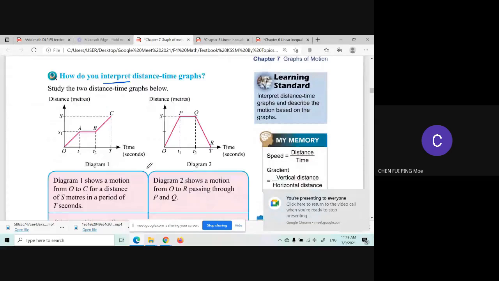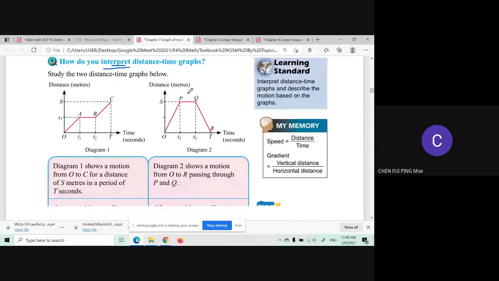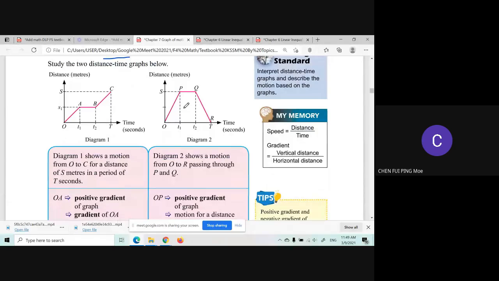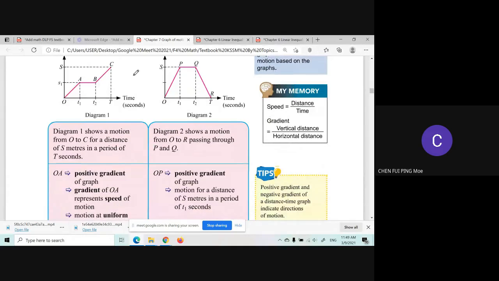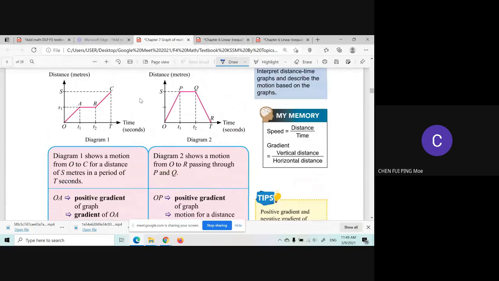Page 187 in your textbook. So this part will teach you how to interpret a distance-time graph. Here we have two examples of the graph for you to see. One by one, we look at this one first. This diagram shows the motion from O to C, just like from KL to Miri.